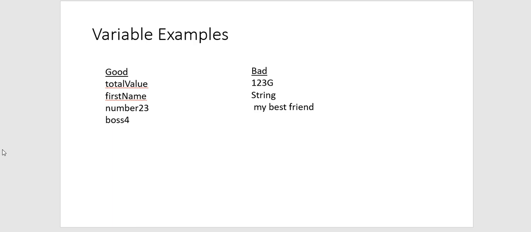So here are some examples of some good variable names. Usually variables try to describe what you're doing with that variable, what you're storing there. And then on the other side, you see some bad variable names. 1, 2, 3 starts with a number, string is a reserved word, and my best friend has spaces in it, so that's why all of those are bad.